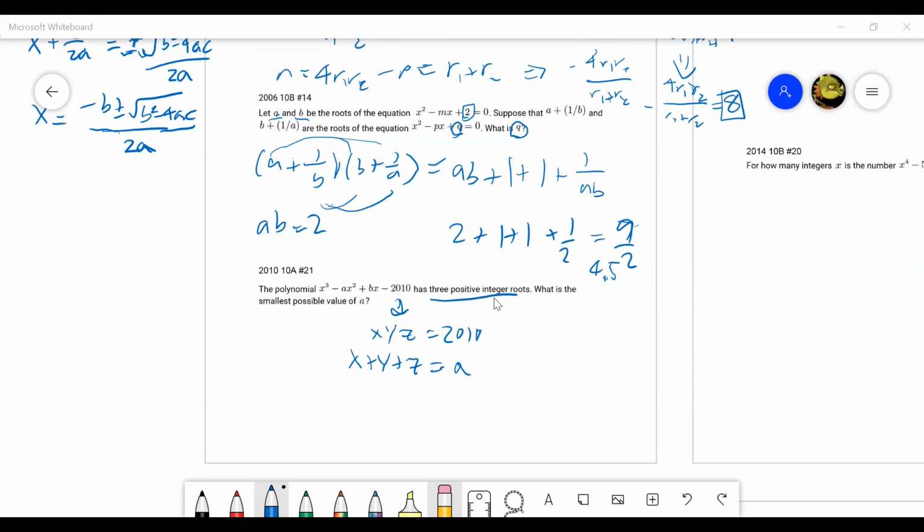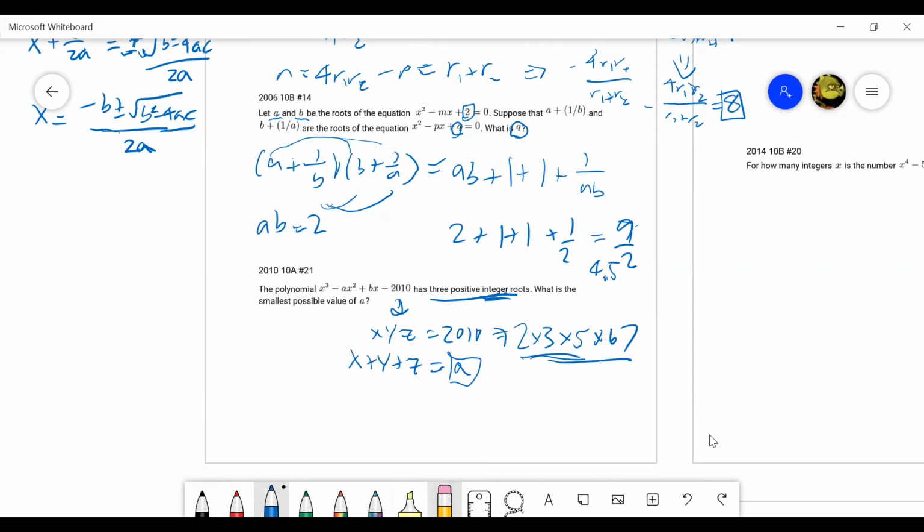And again, here the integer clause is super important. So we know that since x, y, and z are integers, and their product is 2010, we can factor 2010, and this is how you factor it. 2 times 3 times 5 times 67 is equal to x times y times z. So basically, we just want to find 3 numbers whose product is equal to this and has a minimum sum.